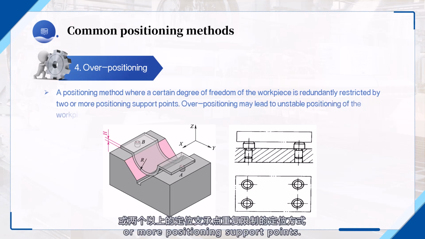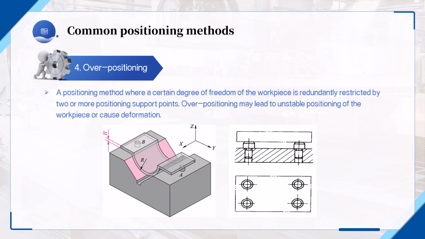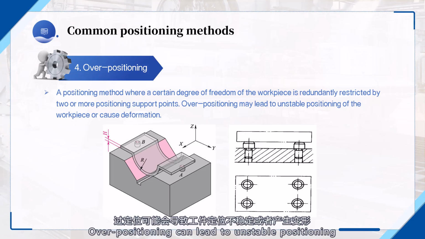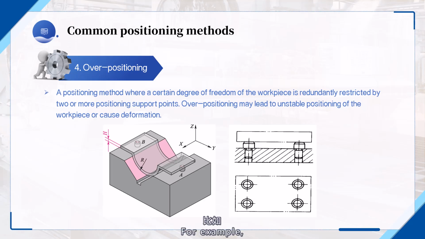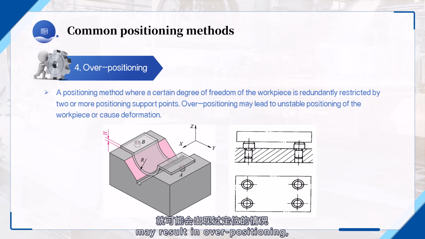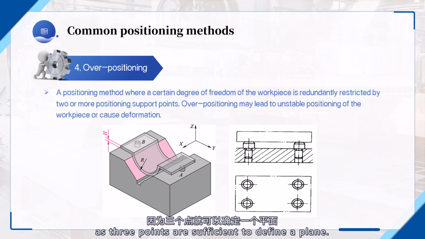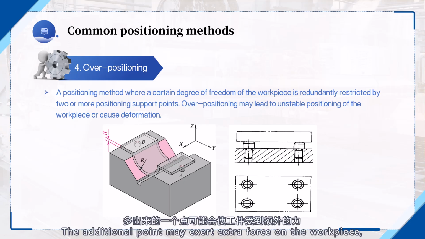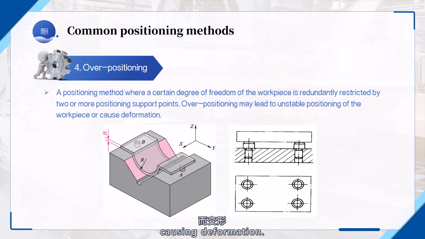Over-positioning. This is a positioning method where a degree of freedom of the workpiece is redundantly restricted by 2 or more positioning support points. Over-positioning can lead to unstable positioning or deformation of the workpiece. For example, using 4 positioning points to support a workpiece on a plane may result in over-positioning, as 3 points are sufficient to define a plane. The additional point may exert extra force on the workpiece, causing deformation.